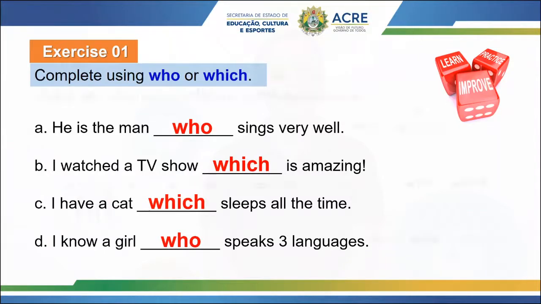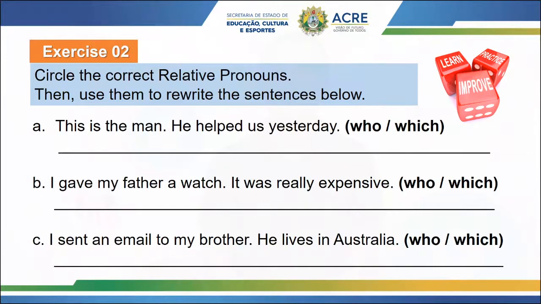Okay, exercise number 2, okay, let's do it. Circle the correct relative pronouns. Then use them to rewrite the sentences below. Okay, so now we are going to combine the sentences, right, into just one. And of course, you have to choose the correct relative pronoun for that. Letter A, this is the man. He helped us yesterday. Who or which?